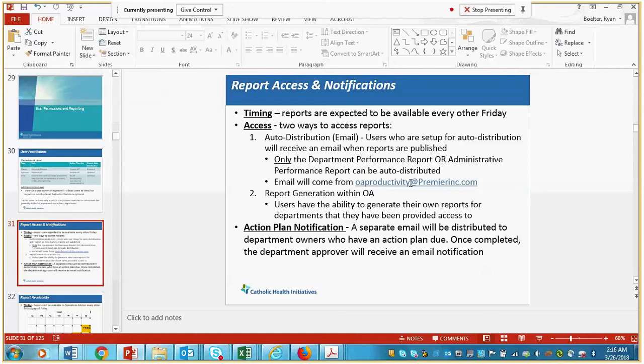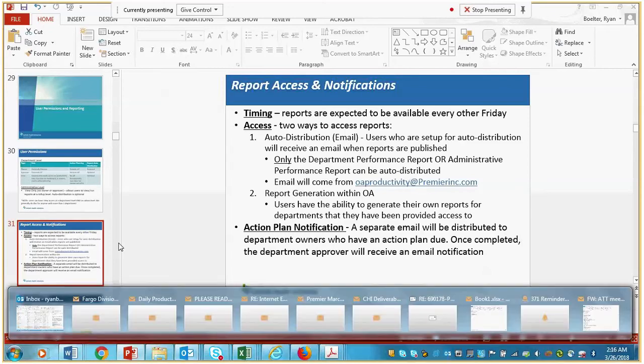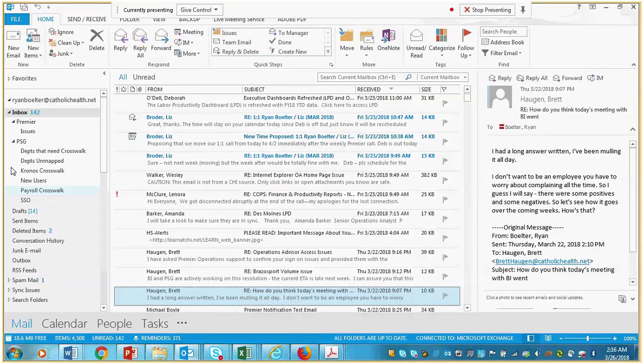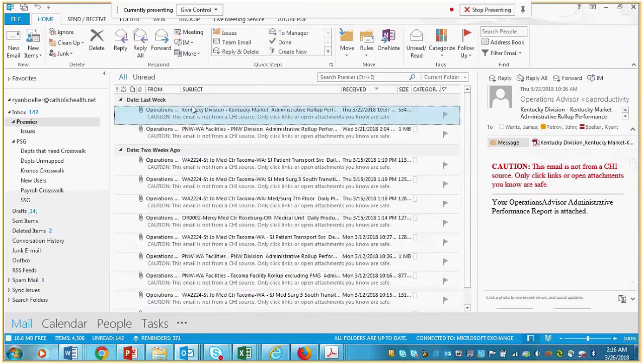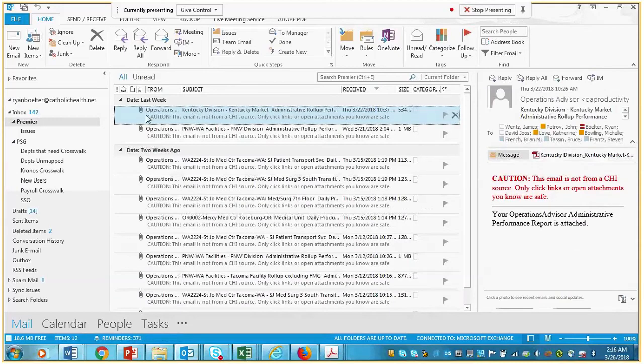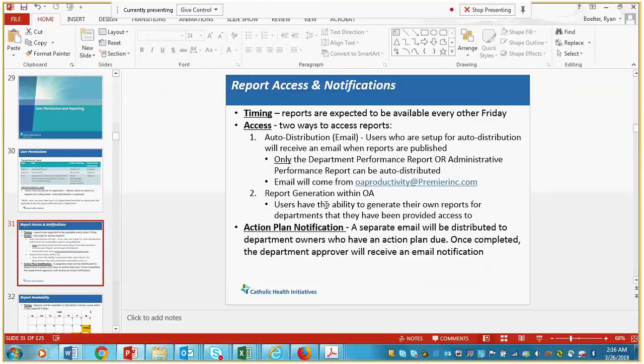That's something that I do in my inbox. I prefer it that way. I can go to my inbox here, and I've got a Premier folder, and all the emails from OA Productivity show up in this folder. So you could do something similar, especially if you have multiple departments and you get a lot, because you will get 1 email per department that you have view access to, or you're the owner of, and that you've been set up for auto distribution for.